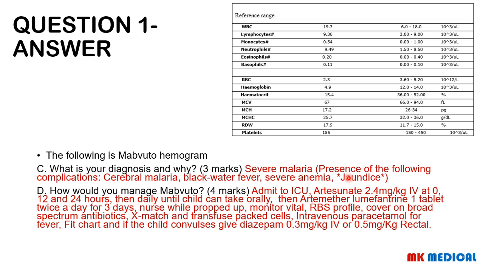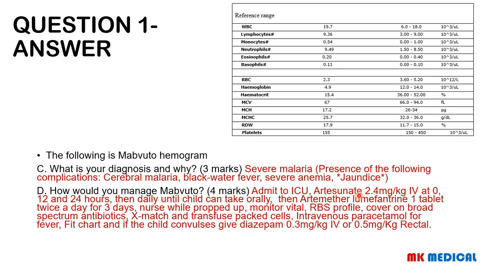So how would you manage Mavuto? You want to admit Mavuto to ICU. Start him on intravenous artesunate 2.4 milligrams per kg IV at 0, 12, and 24 hours. Then afterwards we give it daily until he can take it orally. Then we transition him to Coartem.